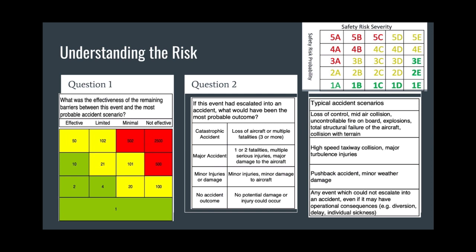So in this case, a near mid-air collision would be a no accident outcome. And then if we did have a mid-air collision, that would fall more under major or even catastrophic accident: loss of aircraft, multiple aircraft, and then one or two fatalities. So major to catastrophic there. And again, a description of the different accident scenarios that we have for the different levels of those hazards.